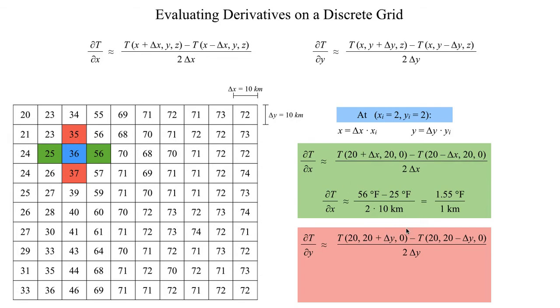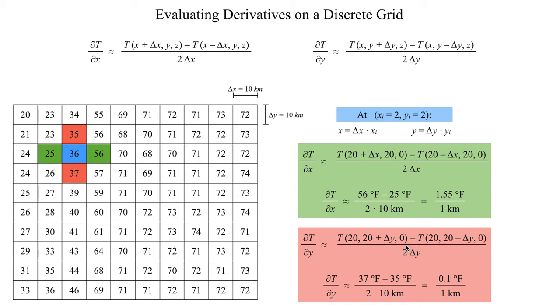And then as you go in the negative y direction, what the computer would consider the negative y direction, that would be 20 minus 10 kilometers, which would give you this grid point. So this would give you 37 minus 35 degrees Fahrenheit. And again, divide that entire thing by the grid spacing in the y direction. If you calculate that out, dT/dy is equal to 37 degrees Fahrenheit minus 35 degrees Fahrenheit divided by 2 times 10 kilometers, which will give you 0.1 degrees Fahrenheit per kilometer. So that's the mathematics behind this.